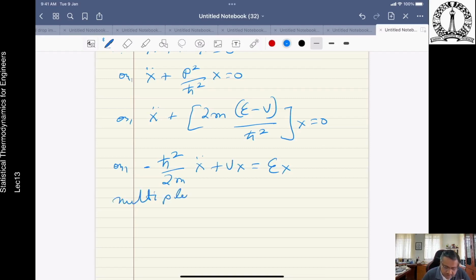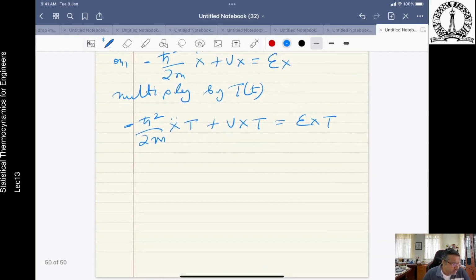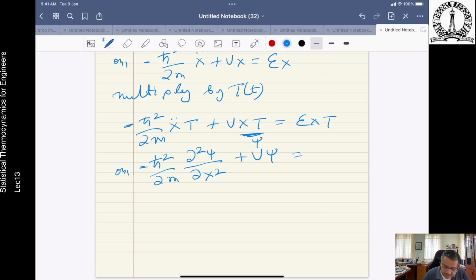Multiply by T, which is the temporal part. This becomes minus h bar squared by 2m times X double dot T plus V X T equal to E X T. Or in other words, this actually becomes minus h bar squared by 2m times the second derivative of psi plus V psi, because this was actually psi, is equal to E psi.